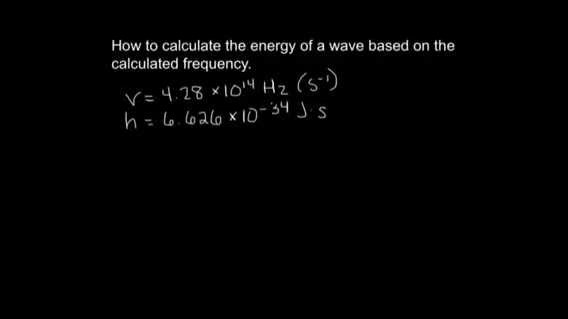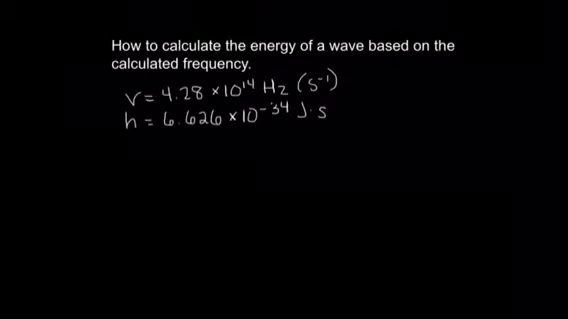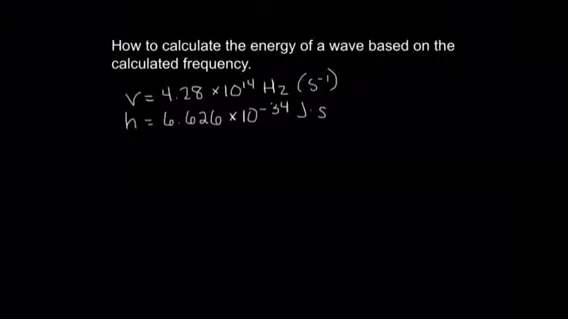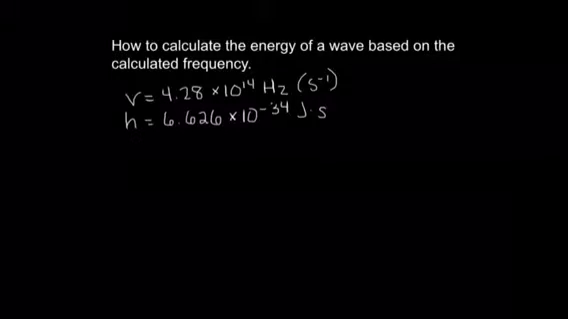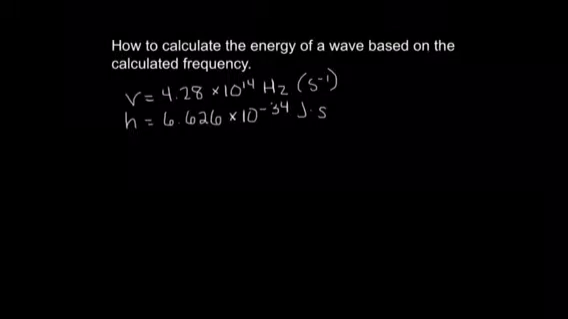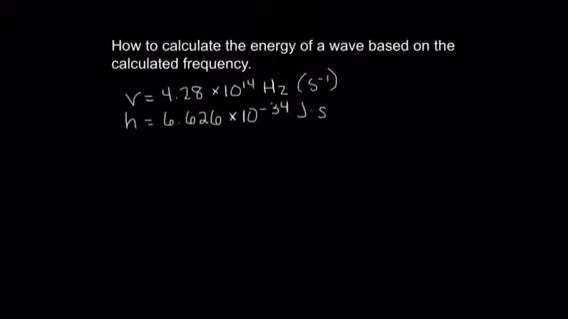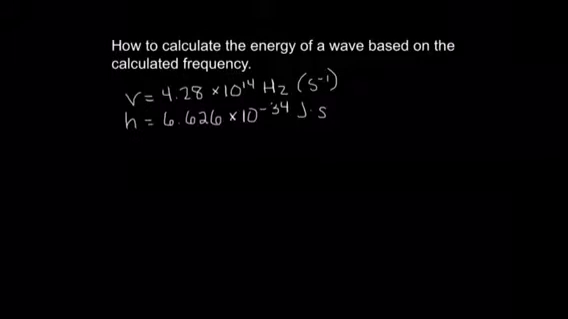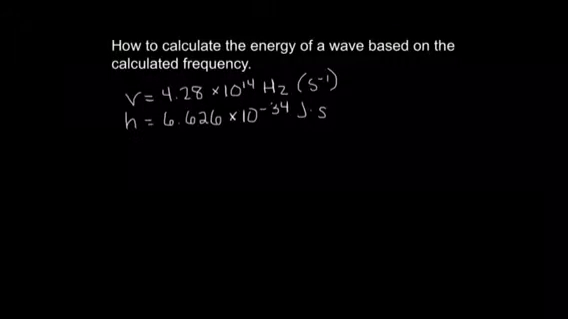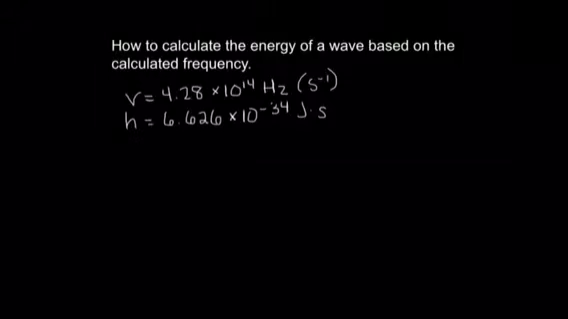The last piece of information that you will need to be able to calculate for this lab is the energy of the photon that was released as the electrons were going from their higher excited energy states back down to their ground state. From our previous problem, we calculated that the frequency of a red photon was 4.28 times 10 to the 14th hertz, which can also be written as seconds to the negative 1 or 1 over seconds. And then Planck's constant is 6.626 times 10 to the negative 34th joule seconds.